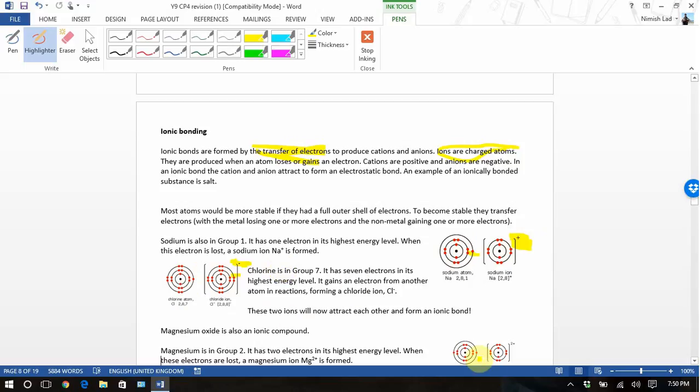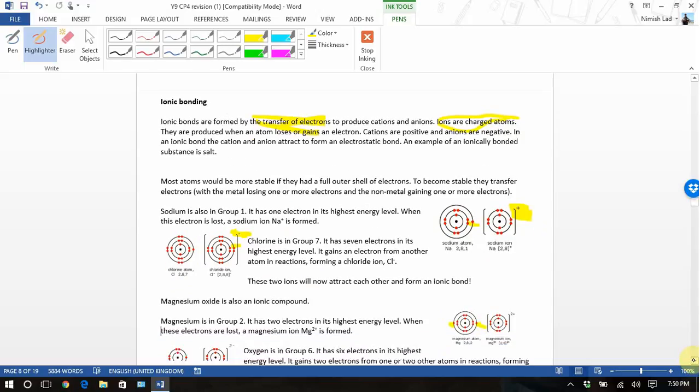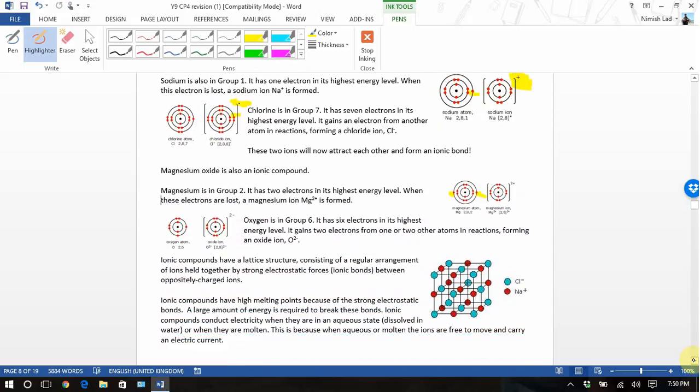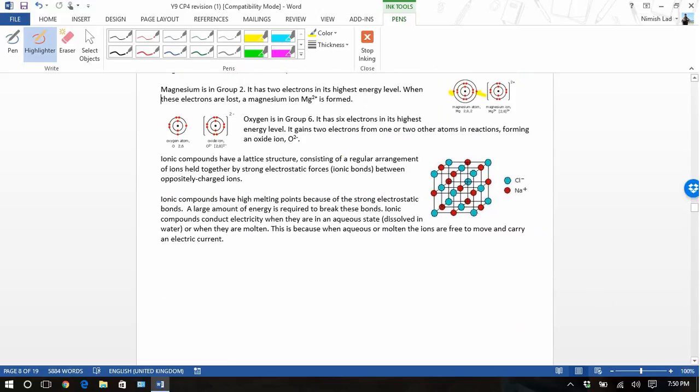We've also got magnesium oxide, which has 2 in its outer shell, so if it loses those 2, it becomes positive 2. And you can see oxygen here has gained 2 electrons. Okay, so it's gained 1 there and there. There's one that's gained, and there's the other one that's gained. Therefore, it's negative 2 because it's gained 2 electrons.